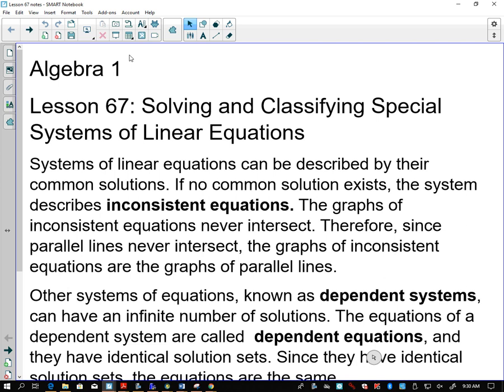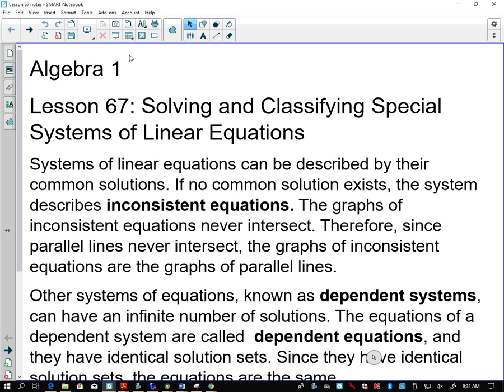So if there is no common solution, the system is described as an inconsistent system or inconsistent equations. What that looks like as a picture is when we have two parallel lines. Do two parallel lines ever cross? Therefore, they never have a common point. There's no x and y value that they share that will solve both systems.